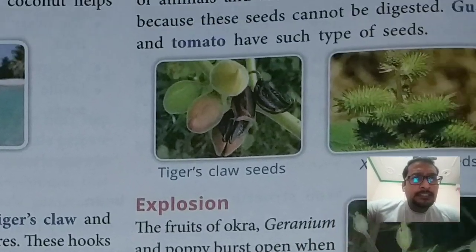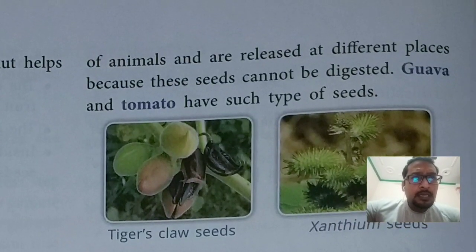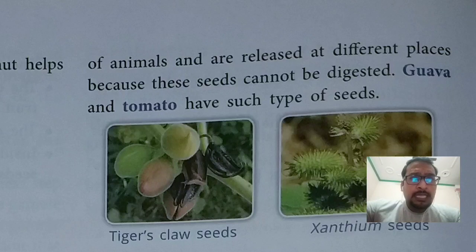Okay, this is how birds and animals are also helping in dispersal of seeds. Then you have some examples, such as guava and tomato. Guava has some seeds which are undigested. They are not digested, they can be released through the digestive system, they can be excreted out.